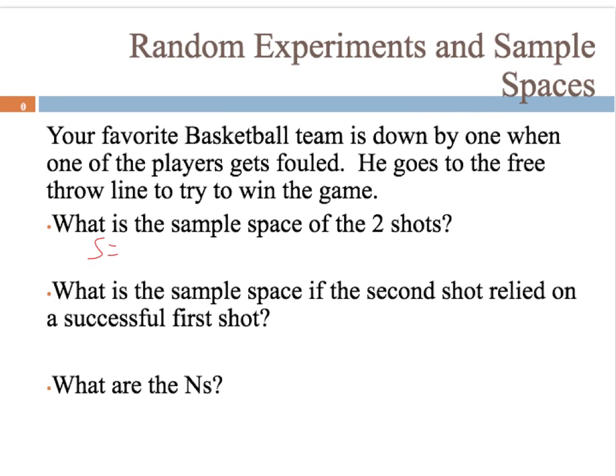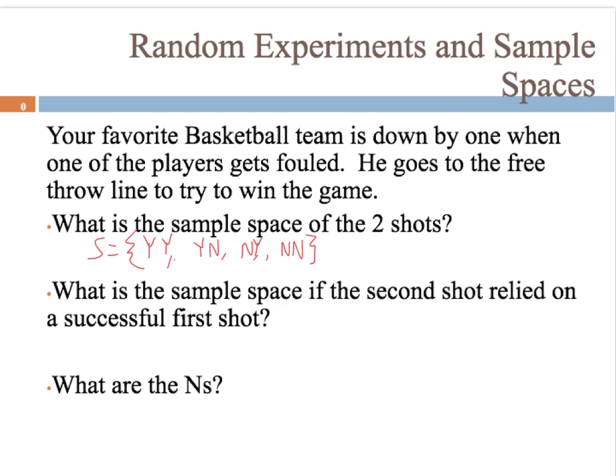So S is denoted by yes for the first shot, and then maybe yes the second shot, which would win the game. We could also have yes for the first shot, no for the second shot, tying the game. Another scenario where you would tie the game would be not making the first shot, but making the second shot. And then if he makes neither shot, we would lose the game. So those are all 4 scenarios here.